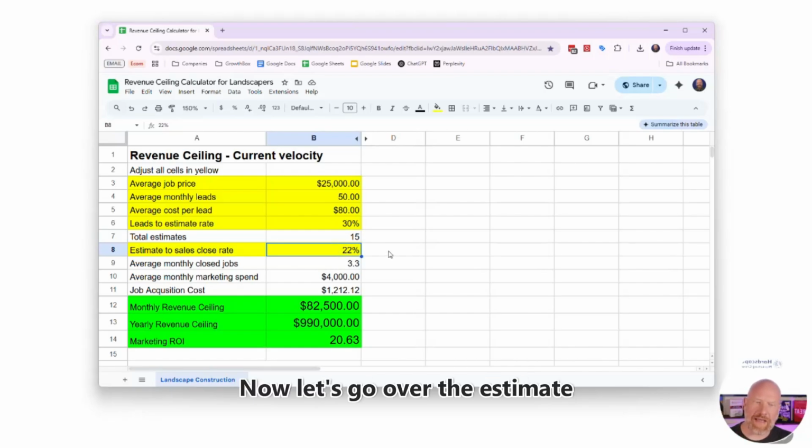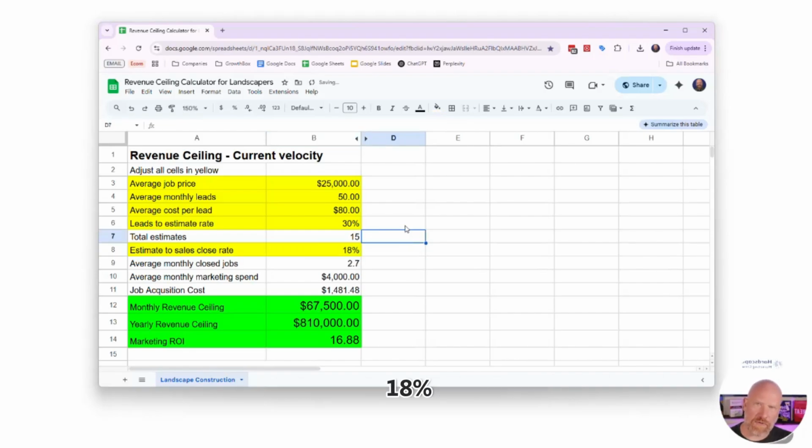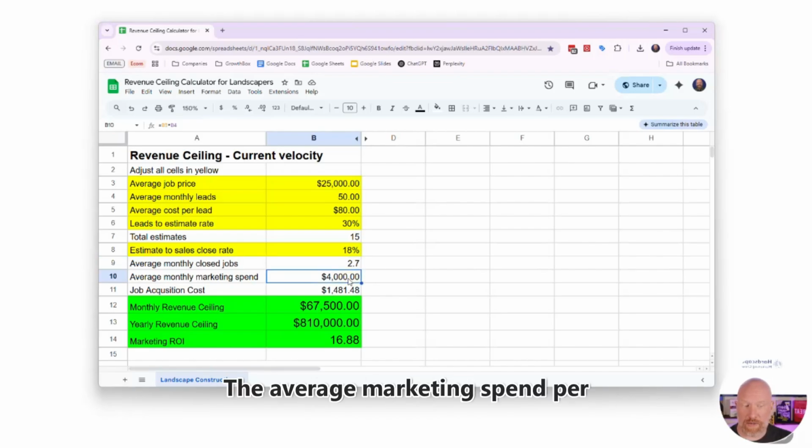Now let's go over the estimate to close rate. Of those estimates you looked at, the 15, how many of those turned into an actual job? Let's keep that a little bit lower, 18%. We've got a junior salesperson, maybe a senior salesperson working on this together. So all in all, we got 50 leads. We closed 2.7 jobs. The average marketing spend per month is $4,000.